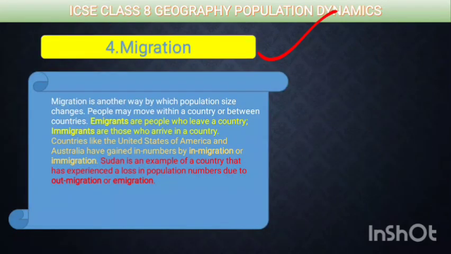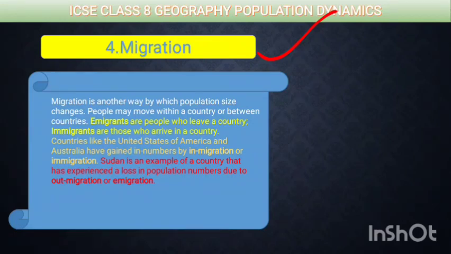Now we will discuss migration. The next chapter is migration. We will discuss it in detail in the next chapter, but for now just clear the concept of migration. Migration is the movement of people from one place to another with some intention. That is called migration.